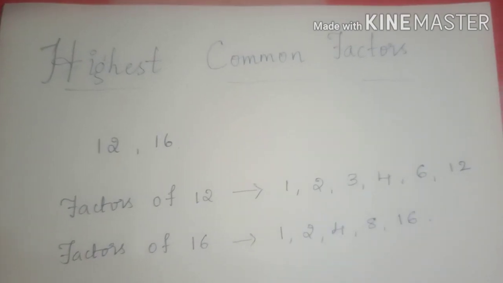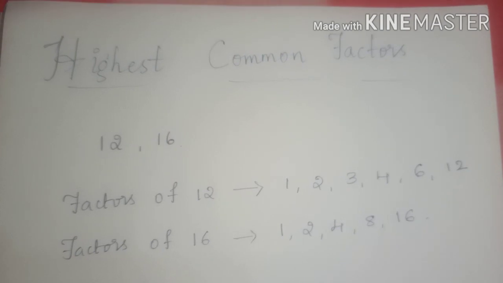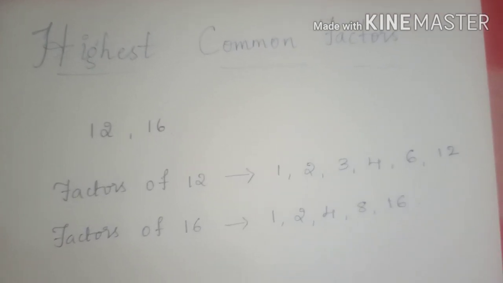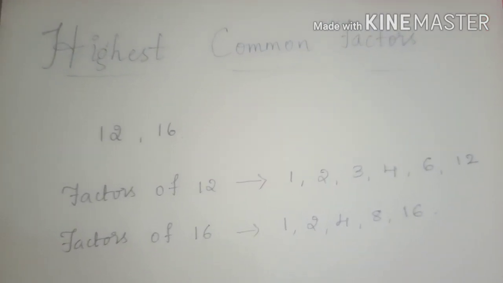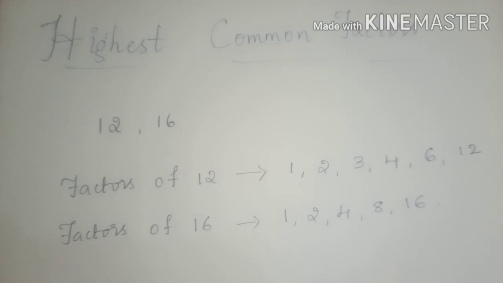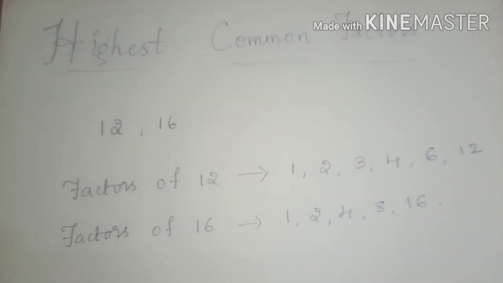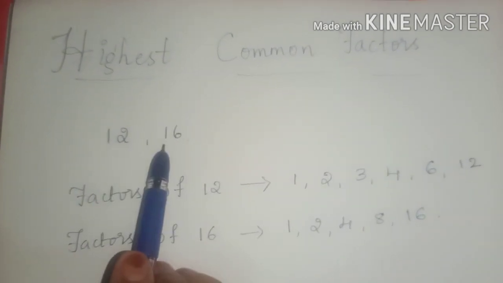My dear students, in our previous video we learnt how to find the factors, right? When any two numbers are given, we learnt how to find the common factors. Let us quickly recall that. If you know how to find the common factors, then only you can find the highest common factor. See here, I have taken two numbers, 12 and 16.